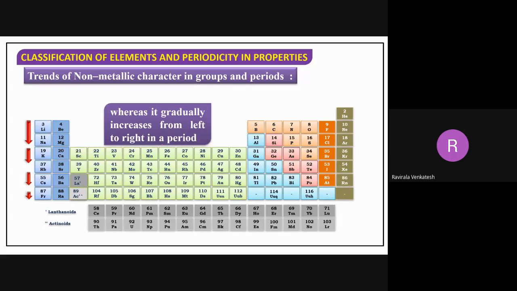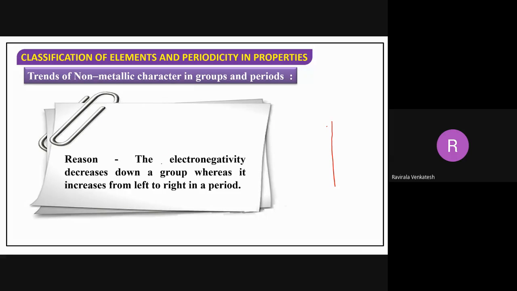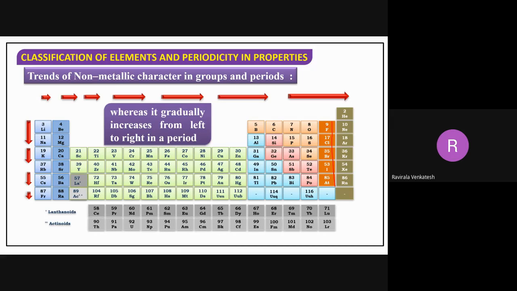See the non-metallic character, it decreases here, from here to here it decreases. Left to right also same thing actually. Reason: the electronegativity decreases down the group, whereas it increases left to right. If you observe fluorine to iodine, electronegativity decreases. When electronegativity decreases, tendency to gain electron decreases. When tendency of gaining electron decreases, non-metallic character also decreases.